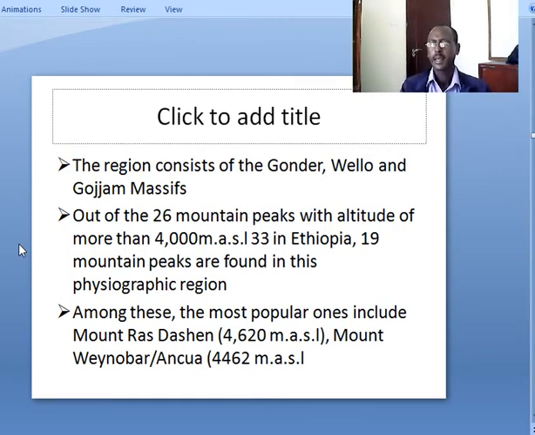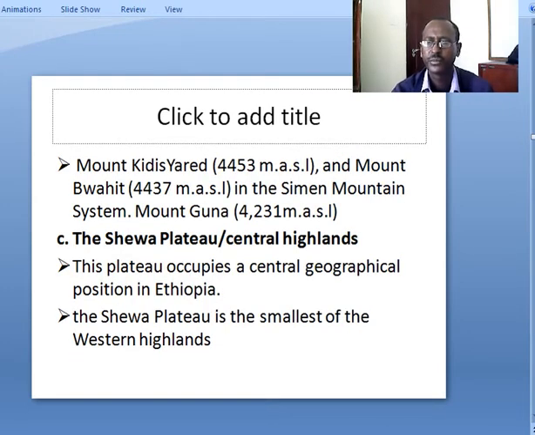Among these, the most popular ones include Mount Ras Dashen with an altitude of 4,620 meters, and Mount Weynober with an altitude of 4,462 meters above sea level. Moreover, Mount Kidus Yared with an altitude of 4,453 meters above sea level, Mount Bwahit with 4,437 meters above sea level, in the same mountain system. And also, Mount Guna is also to be found within this physiographic region.